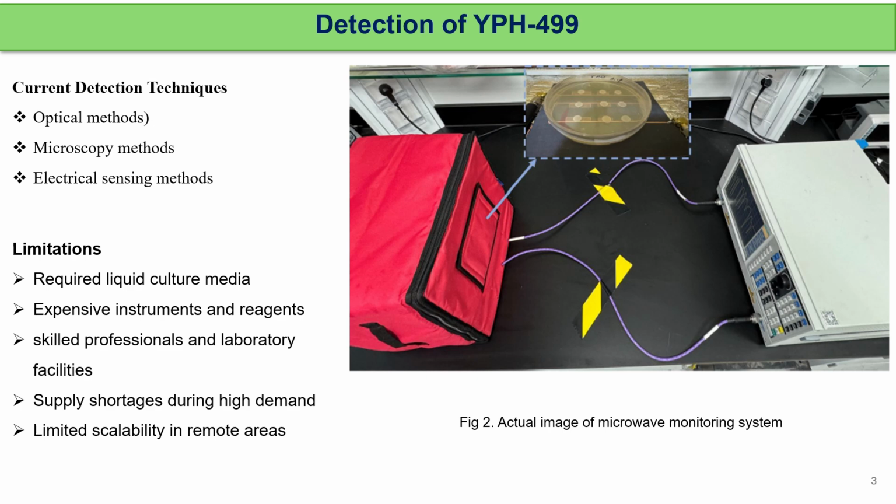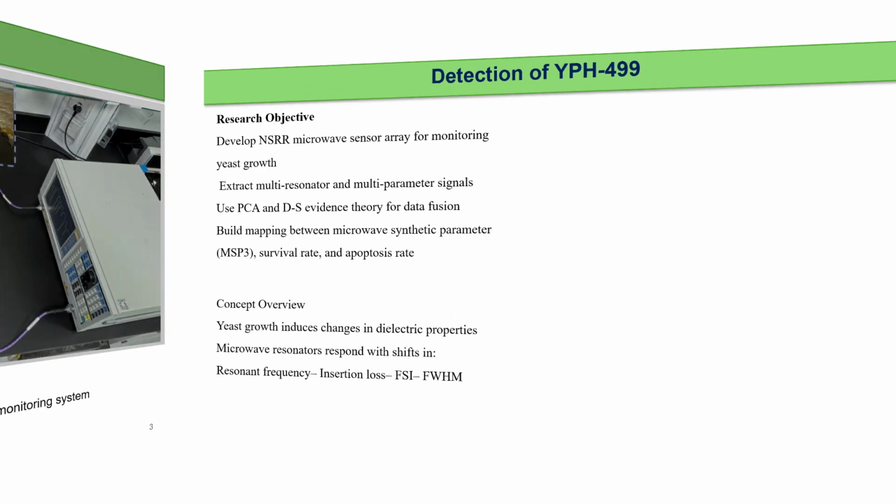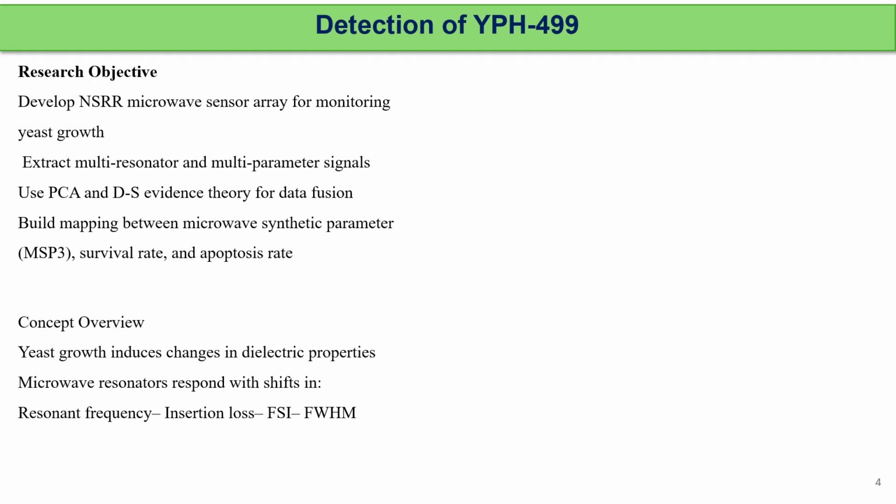Here Fig 2 shows an actual image of the microwave monitoring system. The objective is to develop an NSRR based microwave sensor array capable of monitoring yeast growth continuously with 9 resonators. It can extract multi-frequency and multi-parameter signals. Then PCA and Dempster-Shafer evidence theory are used for data fusion.